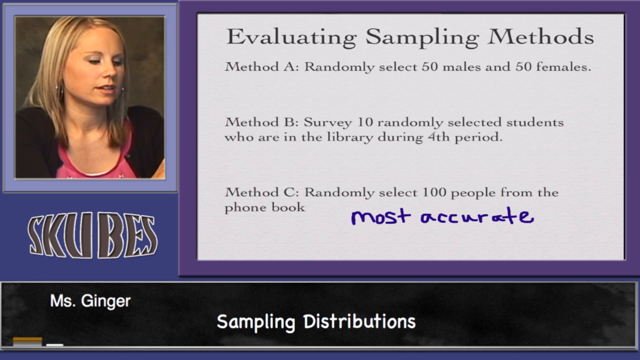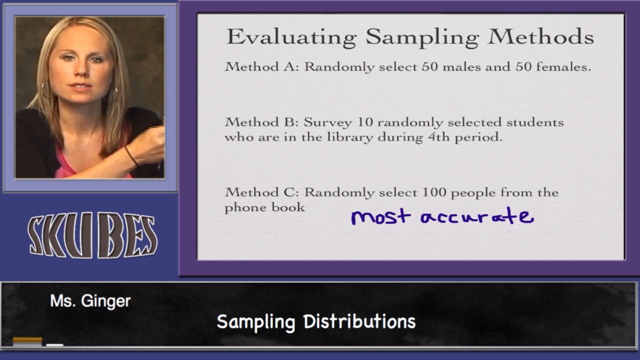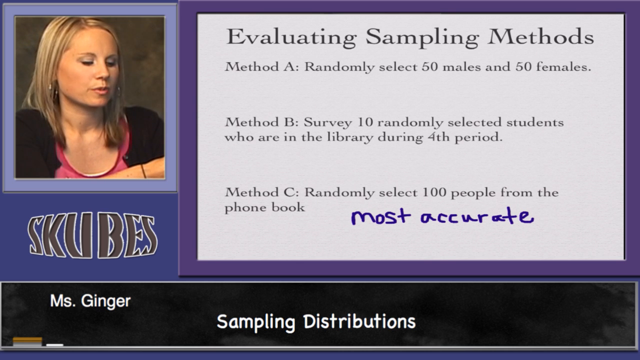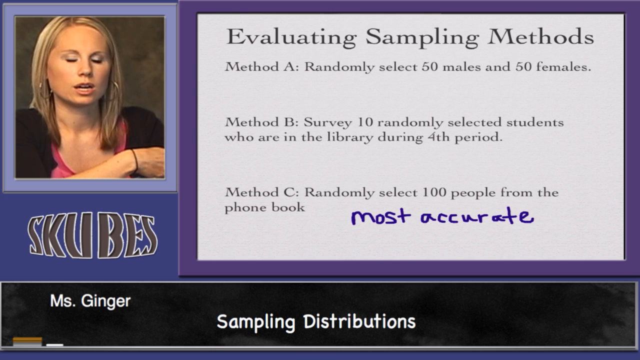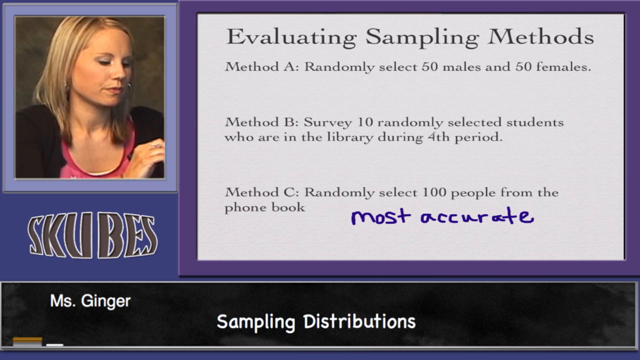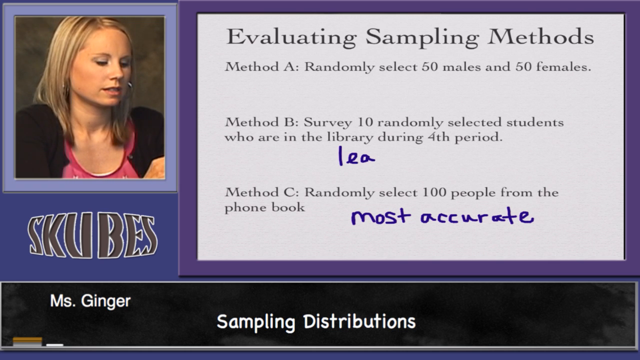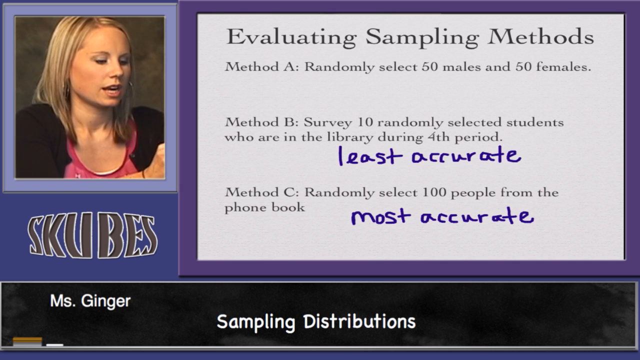And although method A does have females underrepresented slightly, I would rank that higher than method B, considering that's just a tiny specific group of people. We wouldn't want to make a prediction on our whole town based on just a small group of students, one age group, in one location during a particular part of the day. So we can say that method B is probably going to be our least accurate way just for this particular situation, and method A would be more accurate, but not the most, because remember method C is the most.